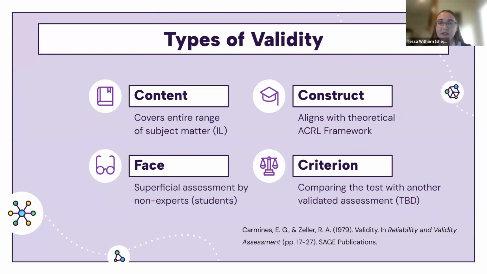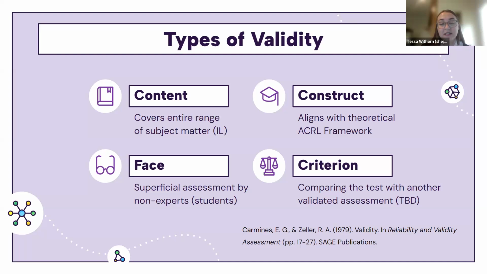So there's lots of different types of validity, but some of the most common ones are content validity. And this means that you're covering the entire range of a subject matter. So in this case, it would be information literacy. You'll see in my assessment that I also connected a lot of these questions to the ACRL framework, which is considered construct validity because that focuses on theoretical frameworks that inform your assessment.